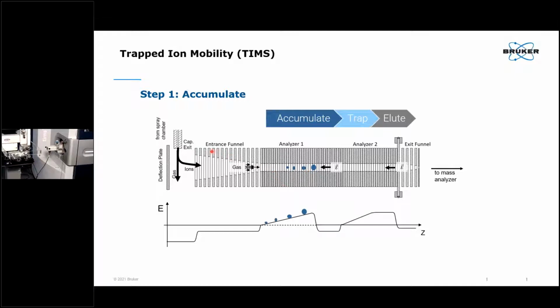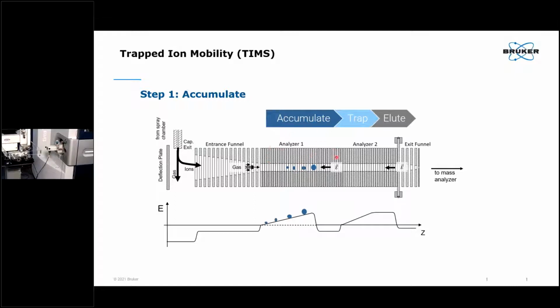And so as we accumulate, let's say, 100 milliseconds worth of ions, this gas flow pushes those ions into the electric field. And the larger the collisional cross section of the ion, the further that ion travels into the electric field before it reaches an equilibrium point where the force of the gas flow and the opposing force of the electric field are effectively in equilibrium, and the ion is trapped. Ions of smaller collisional cross section will not travel as far, so they are trapped at a different position. So now we've separated those ions based on their collisional cross sections.